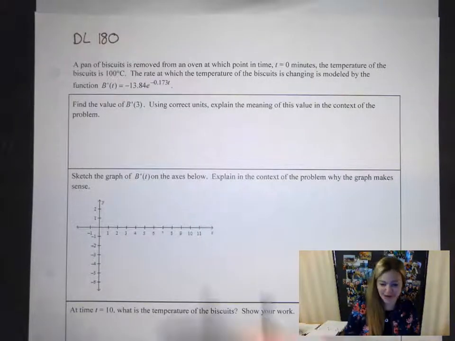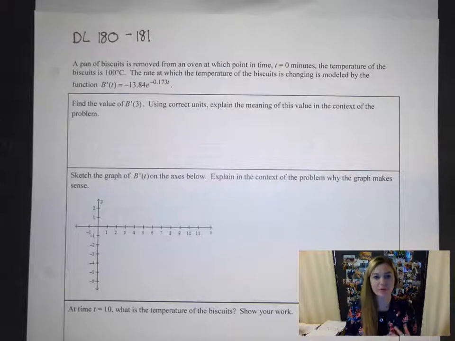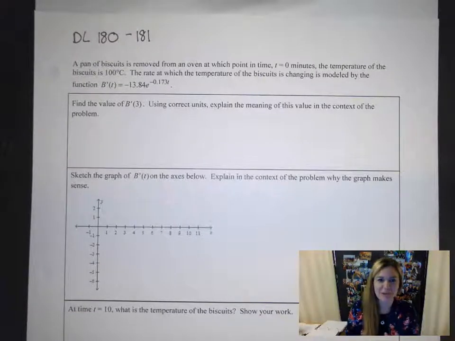Okay, today we're going to practice on daily lesson 180 and 181. So starting where we left off, we can do this. A lot of this is just practicing what you know now and making sure that you know it, like solidifying that understanding. So here we're going to talk about a pan of biscuits. Delicious. Maybe, unless they're gross biscuits, but I'm going to guess they're delicious biscuits.